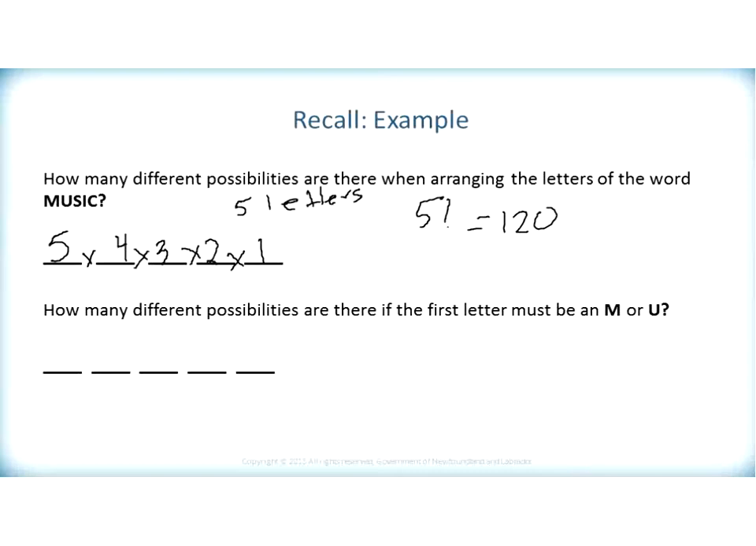How many different possibilities are there if the first letter must be an M or a U? If an M or a U must go in the first position, then there are only 2 options to go here. Once one letter is used here, then there are 4 left for this position, 3, 2, and 1, which leaves us with 48 possibilities.